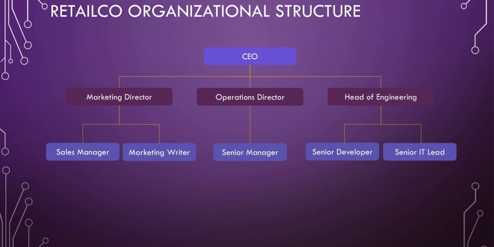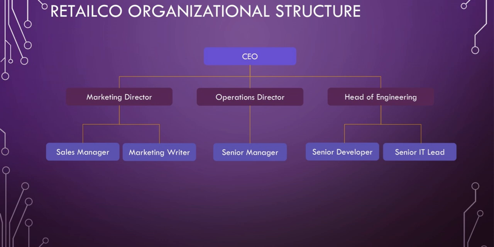Finally, we have the Head of Engineering, responsible for the company's technology and systems. Within this area, we have roles such as the Senior Developer and the Senior IT Lead. This structure gives us a clear overview of how roles are organized and how responsibilities are distributed within the company.